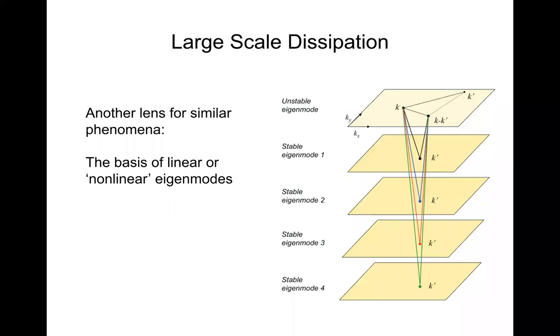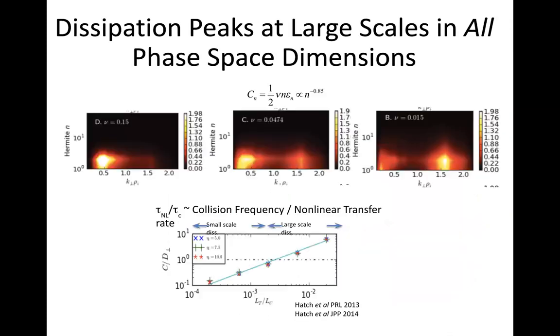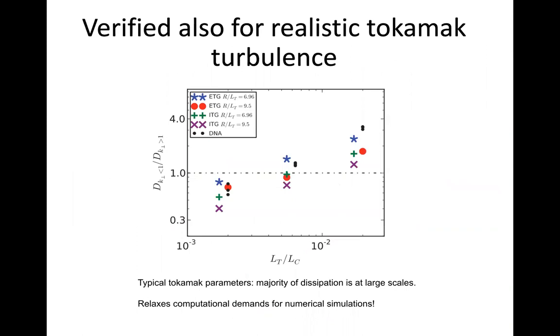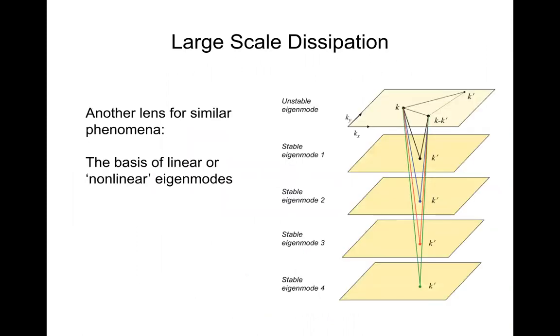Okay, so where we ended off last time: we finished the last lecture by concluding that for this type of turbulence, the dissipation can actually happen at large scales in all the phase states, so similar scales to where the energy is injected. So in this next section, I'll talk about another way to view that phenomenon.